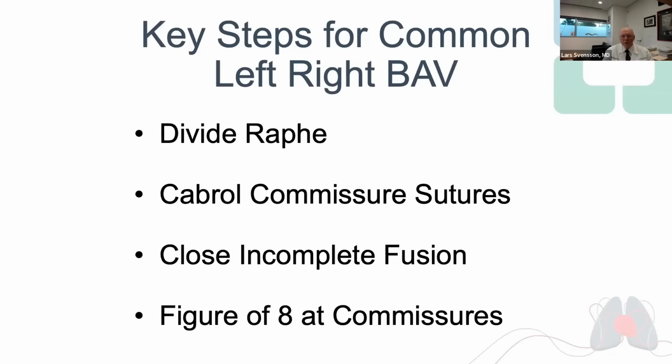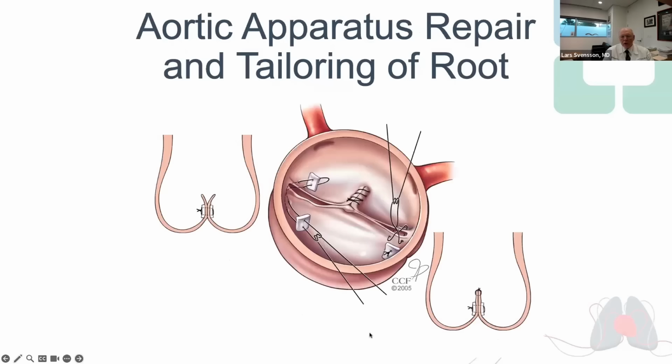The basic steps for a simple bicuspid valve repair that is regurgitant is divide the raphe, that frees up the conjoint leaflet, and Cabral sutures at the commissures to narrow the intercommissural angle, close any incomplete fusions, and then something that I started using, goodness, it's about 20 years ago, is a figure 8 stitch at the commissures to hitch up the leaflets.